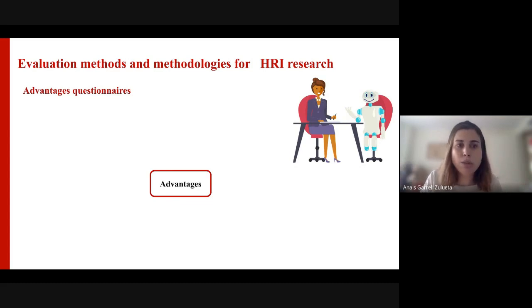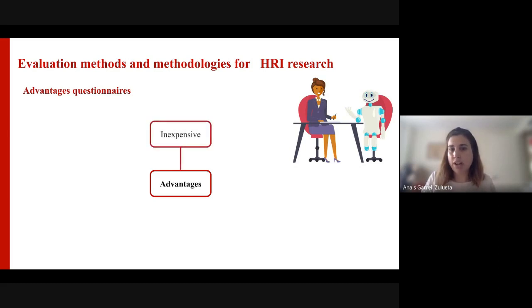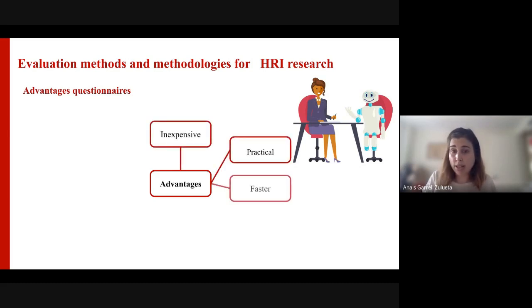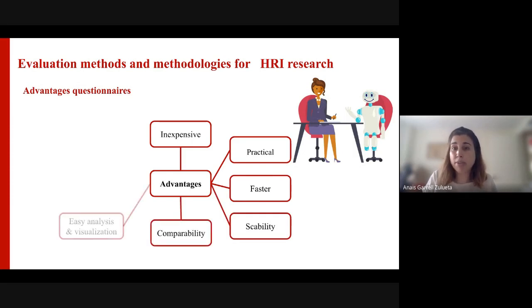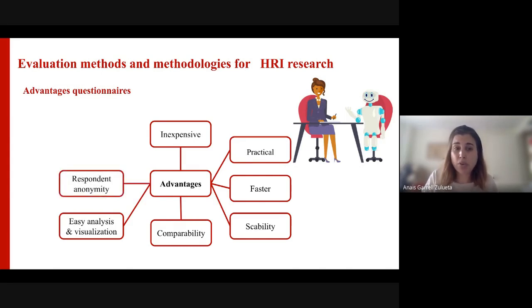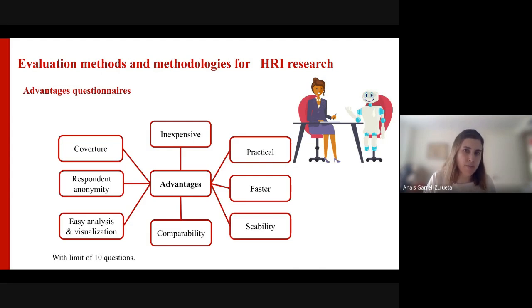So some advantages of the questionnaires: they are very cheap, very practical, fast, scalable, we can compare different questionnaires, the analysis is very easy, and the responses are anonymous. And the coverage. I would recommend not using more than 10 questions, and each questionnaire has to be solved in no more than 5 minutes. If not, people get bored and they ignore the questions.